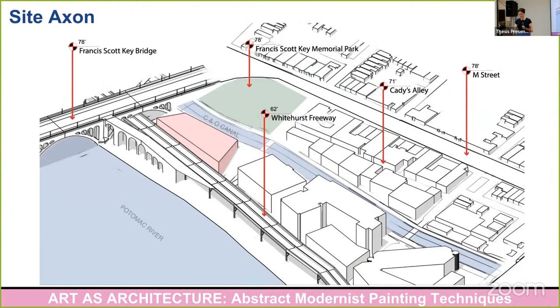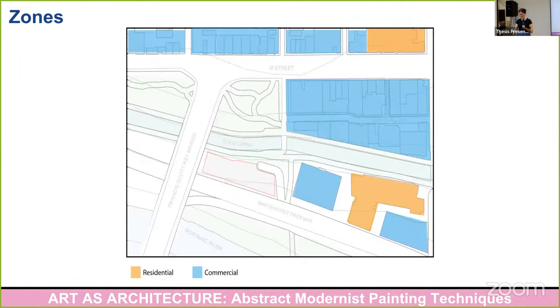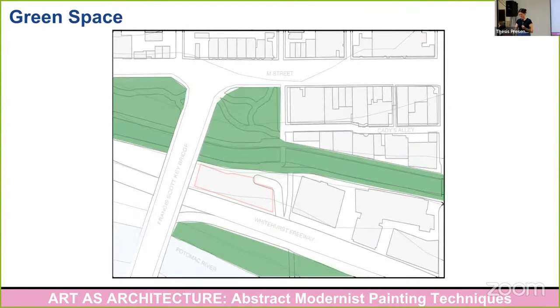Another thing of interest is the Francis Scott Key Memorial Park to the north of the site, which is a large area of trees and has potential for views to nature. Here you can see that the site's in a relatively low density area with mostly commercial zoning around it. Again, the site has lots of access to nature with the canal, the park on the north, and the waterfront to the south.